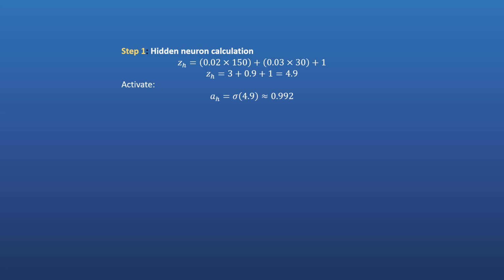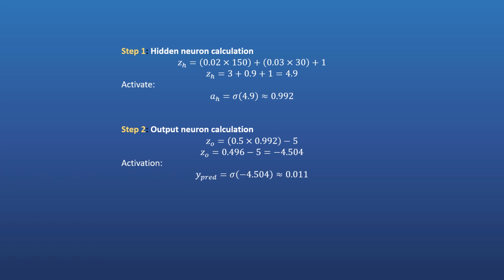Now output neuron calculation. Here Z0 equal to 0.5 into the previous activated value, that is 0.992, minus bias 5, which is equal to minus 4.504. Then the output predicted activation value, according to the sigmoid function, 1 by 1 plus e to the power minus x, the value is 0.011, then percentage value equal to 1.1%.